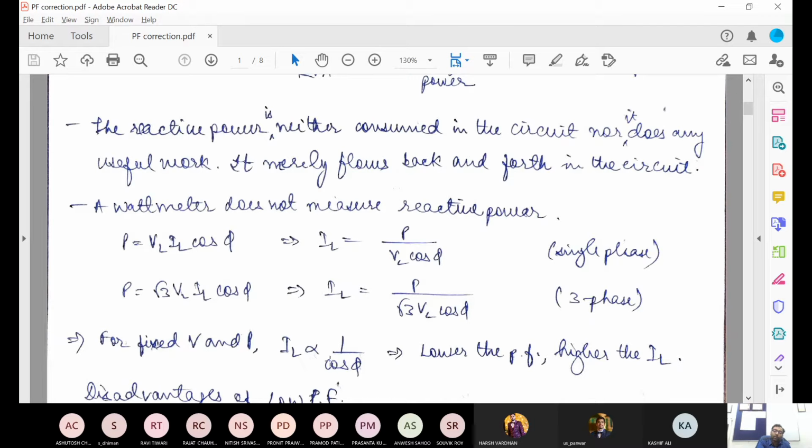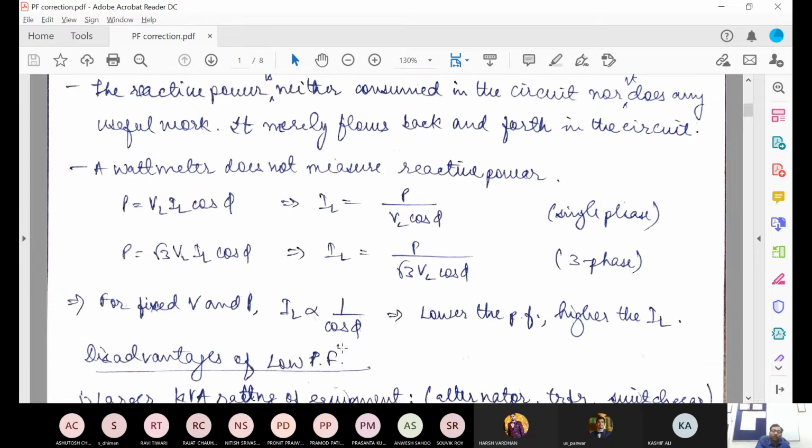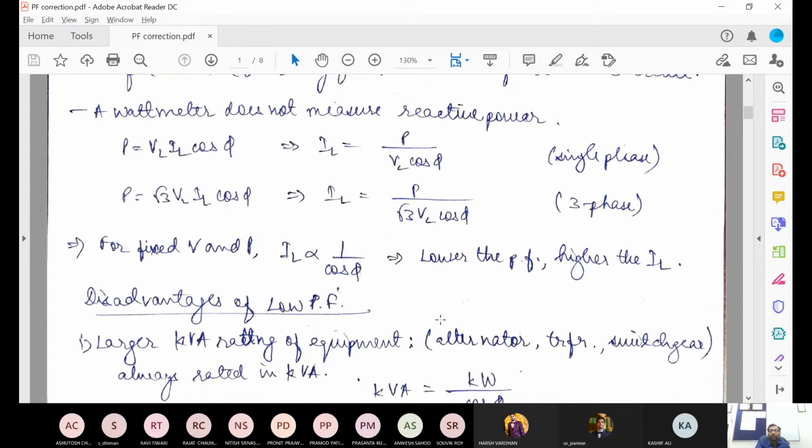And you can get an idea from here that if your power factor is poor, if this is low, then accordingly you'll have to supply a higher line current for supplying the same amount of power. So that is an undesirable thing, that is always to be avoided. And what are the disadvantages now of low power factor?